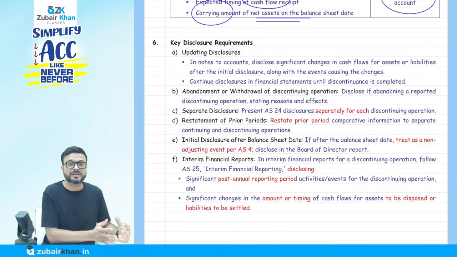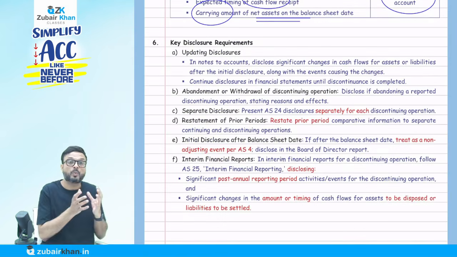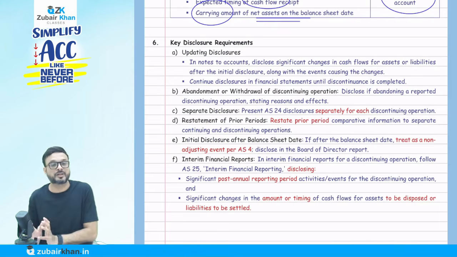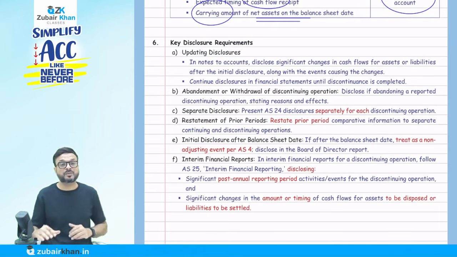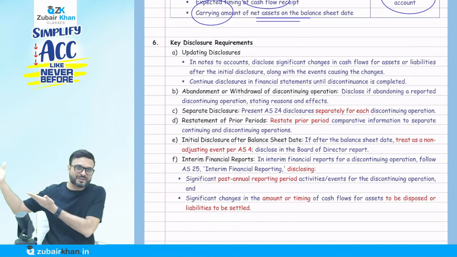Now, first we discussed what we mean by a discontinuing operation, when we should start disclosing it, and what we should disclose. The last point, obviously, once it is discontinued, thereafter it will not be disclosed.